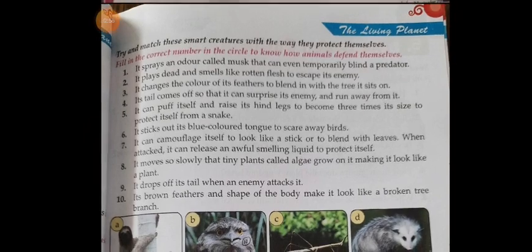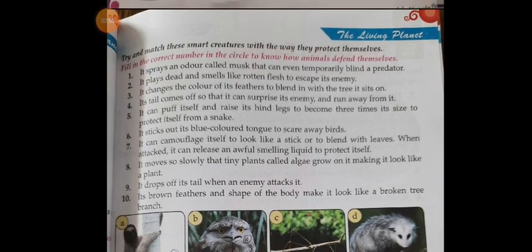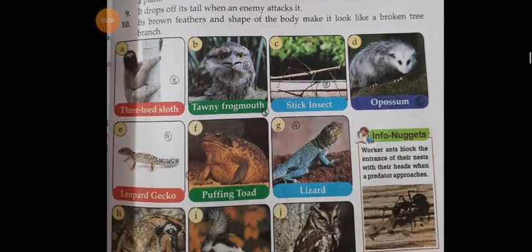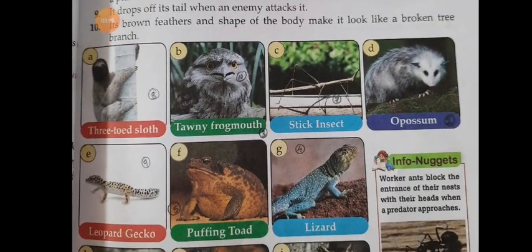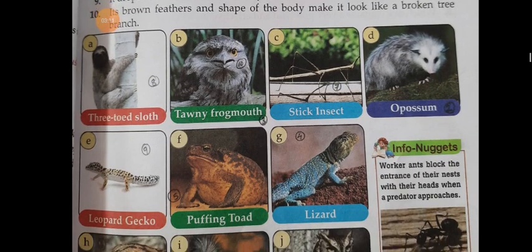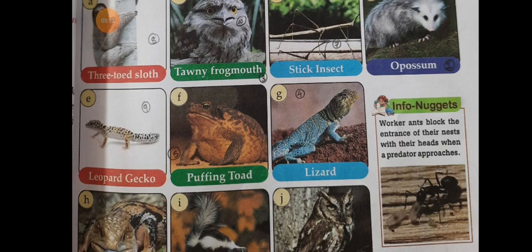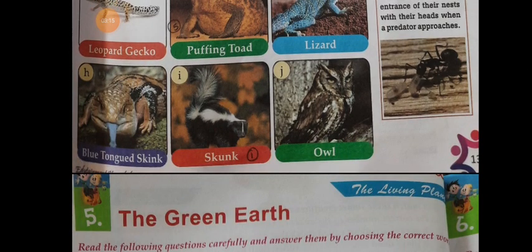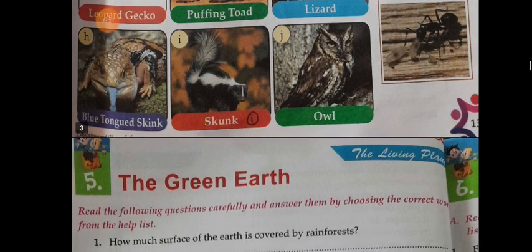Then the next activity is to try and match these smart creatures with the way they protect themselves. Okay, so the questions are given there. The first picture is of 8th one, then 10th one, 7th one, 2, 9th answer, 5th, 4th. The next one is 6th one, first one. Okay, so please write these answers in your notebook.